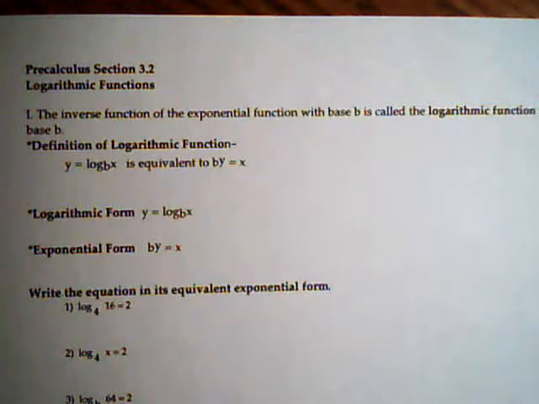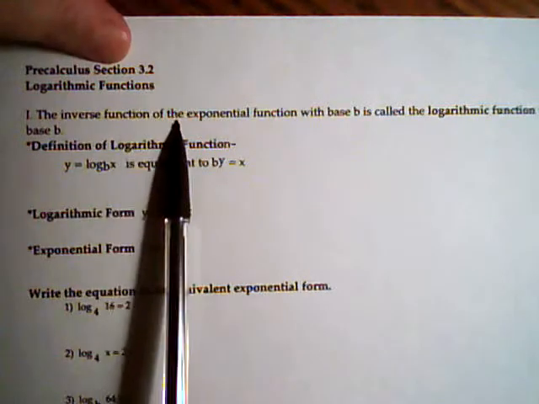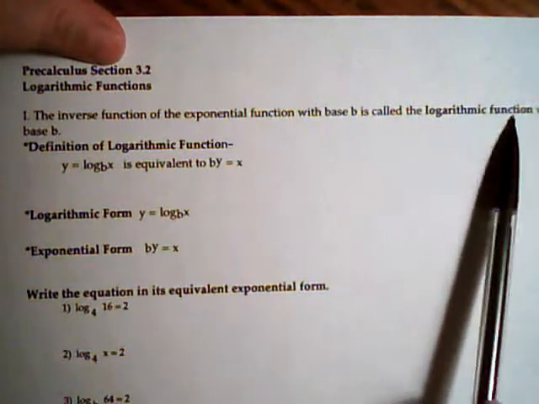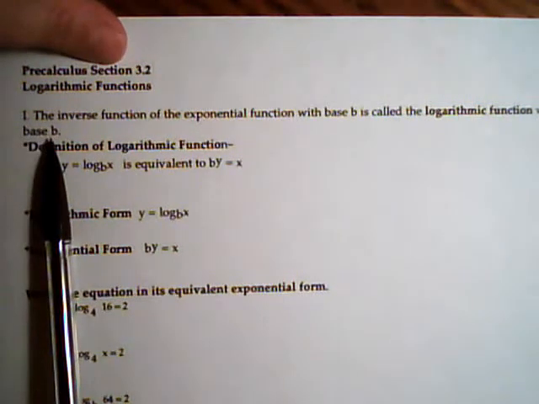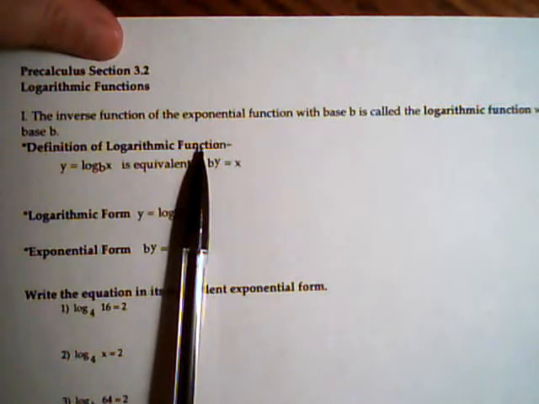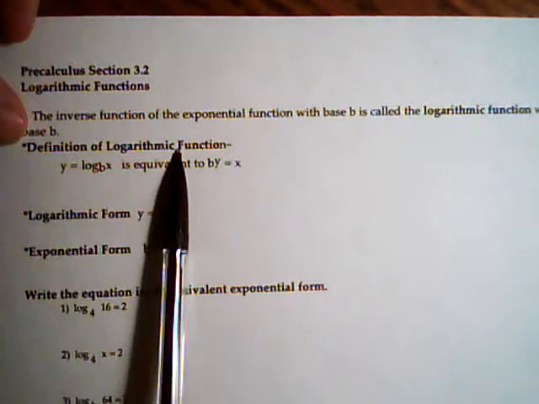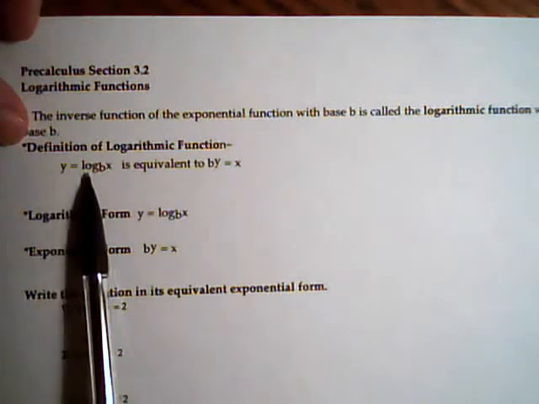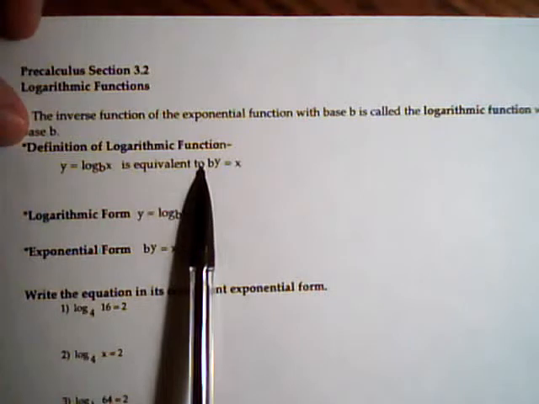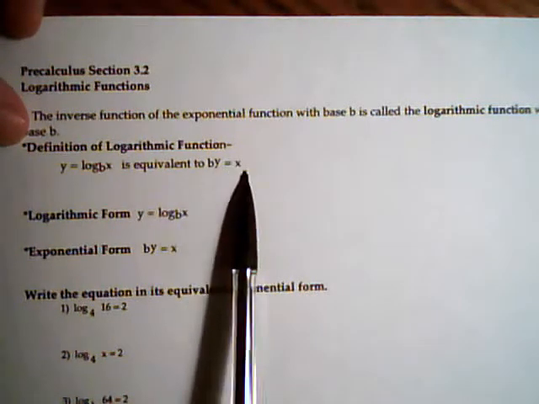Section 3.2 is on logarithmic functions, and we say that the inverse function of the exponential function with a base b is called the logarithmic function with base b. By definition, a logarithmic function is simply the inverse of an exponential function. The definition says: y equals log base b of x is equivalent to b raised to the power of y equals x.